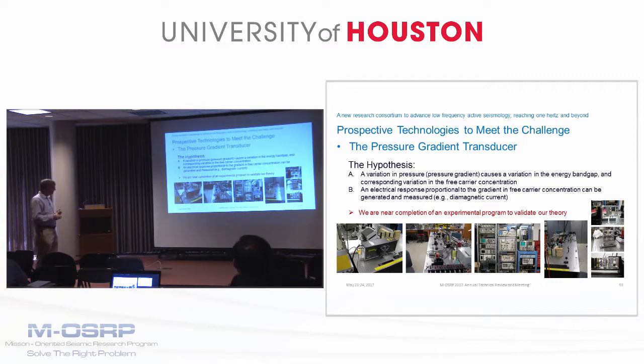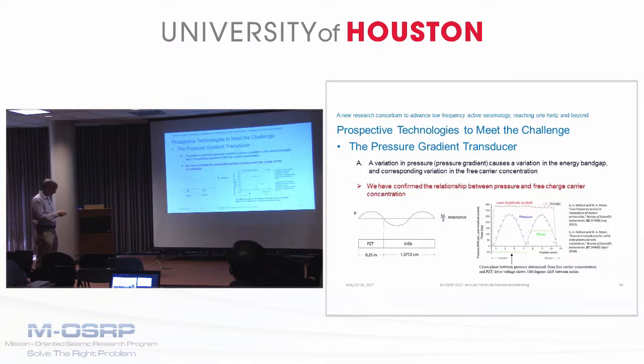So the hypothesis is stated here in two parts. Part A, as we just said: a variation in pressure causes a variation in the energy band gap and corresponding variation in the free carrier concentration. And part B: an electrical response proportional to the gradient in free carrier concentration can be generated and measured. And we actually are near completion of an experimental program that validates that proposition. In fact, as far as part A is concerned, this has been verified and those results are published.